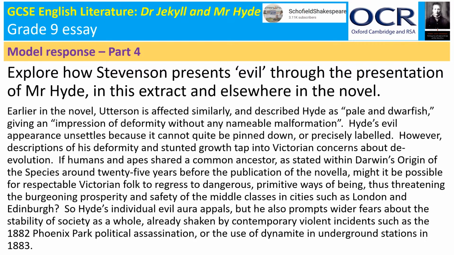If humans and apes shared a common ancestor, as stated within Darwin's Origin of the Species around 25 years before the publication of the novella, might it be possible for respectable Victorian folk to regress to dangerous primitive ways of being, thus threatening the burgeoning prosperity and safety of the middle classes in cities such as London and Edinburgh?